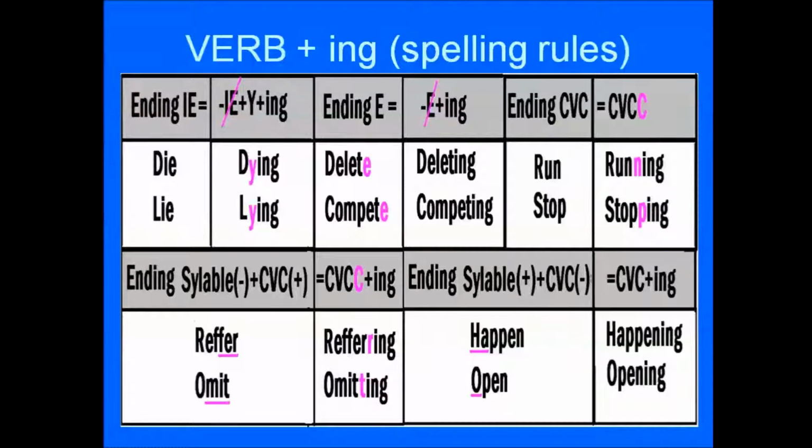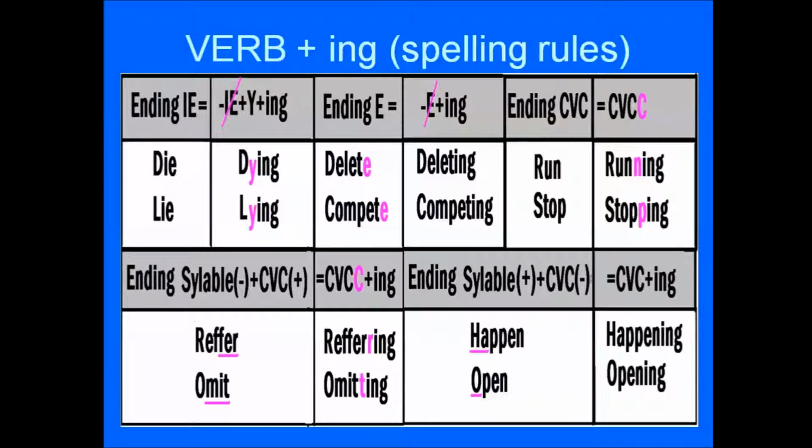Another rule for putting ing: we have to think about the ending syllable. So how many syllables is it? If the word has 2 syllables or 3 syllables, you have to think, when you put ing, where is the stress of that word? The word refer is a verb and the stress is on fer. So when you put ing, don't forget to put a double R, and it becomes referring.